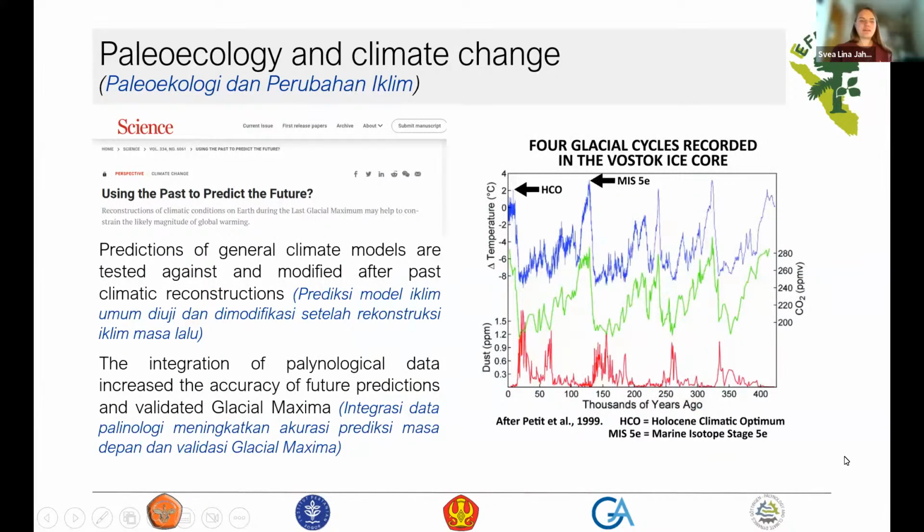And one example here is to use pollen in prediction models, which are basically used, for example, for general climate trends, and they can be modified with past climatic reconstructions derived from palynological data, which, for example, already increased the accuracy of future predictions for glacial maxima.